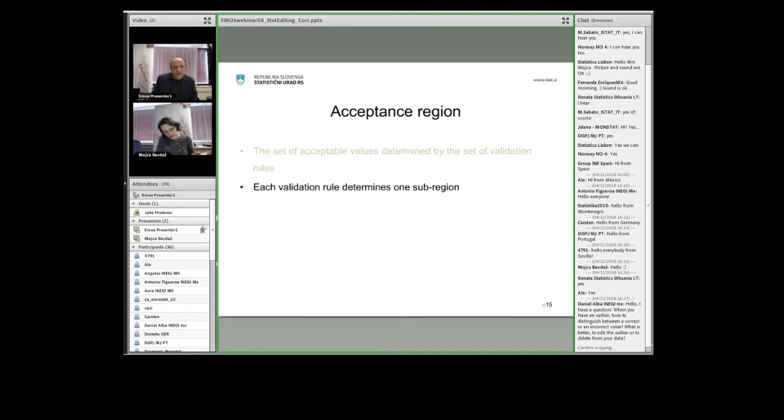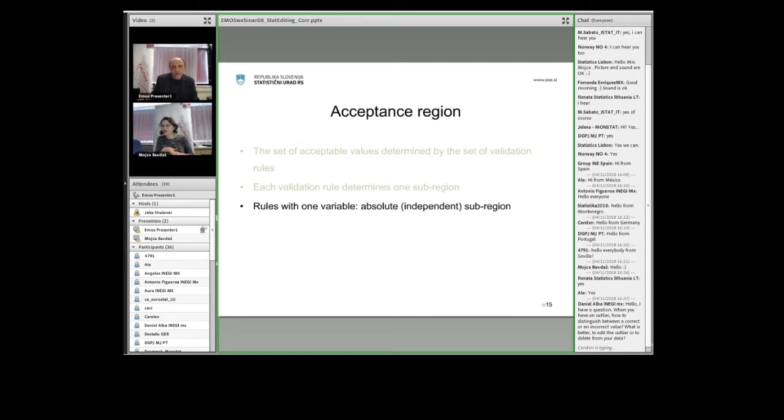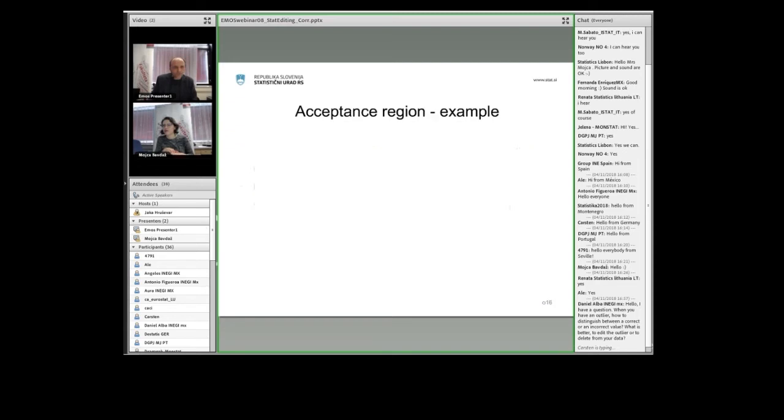In fact, each validation rule determines one subregion, and when you put these subregions together, you get the acceptance region as a whole. Of course, rules with one variable are the easiest way to determine the subregion because it's determined absolutely. I will show you an example later. When you have several variables, you can only determine your subregion relatively. Perhaps the easiest way is to explain it through an example.